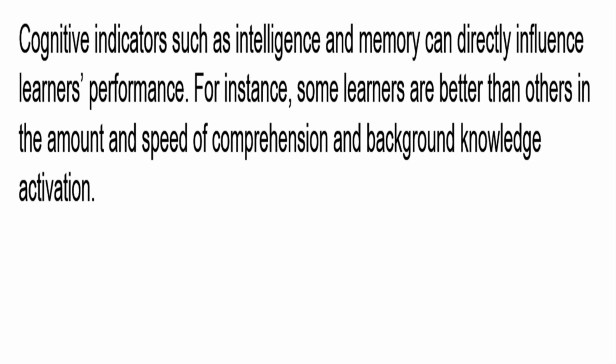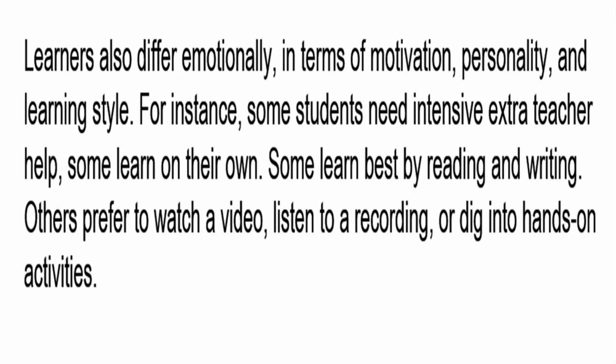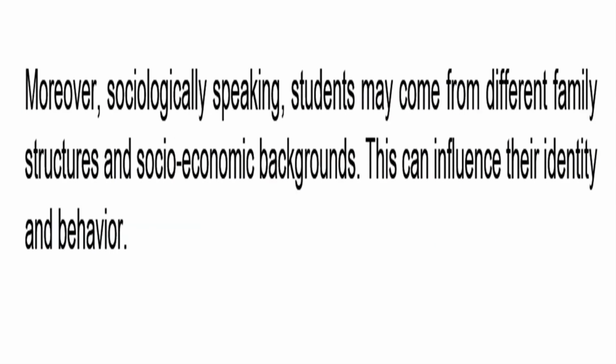Major support: Cognitive indicators such as intelligence and memory can directly influence learners' performance. Minor support: For instance, some learners are better than others in the amount and speed of comprehension and background knowledge activation. Second major support: Learners also differ emotionally, in terms of motivation, personality, and learning style. For instance, some students need intensive extra teacher help, some learn on their own. Some learn best by reading and writing. Others prefer to watch a video, listen to a recording, or dig into hands-on activities. Third major support: Moreover, sociologically speaking, students may come from different family structures and socioeconomic backgrounds. This can influence their identity and behavior.